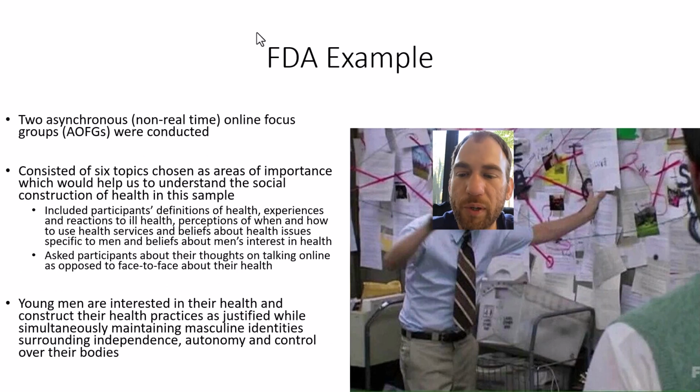So let's walk through an example here. Two asynchronous, that is non-real-time, online focus groups were conducted. It consisted of 6 topics chosen as areas of importance, which would help us to understand the social construction of health. So how does a person understand health? How do they talk about health? And how they talk about health, what does that reveal about their understanding of health? And how is that understanding of health nested within these larger cultures, politics, historical era, whatever?